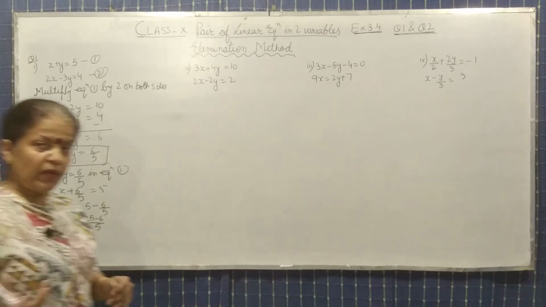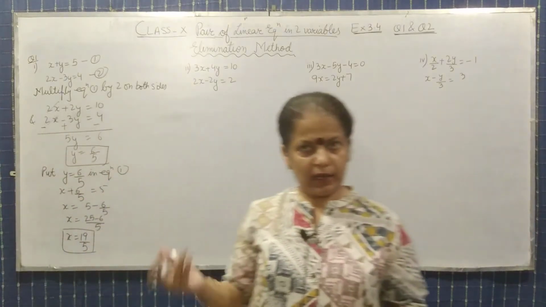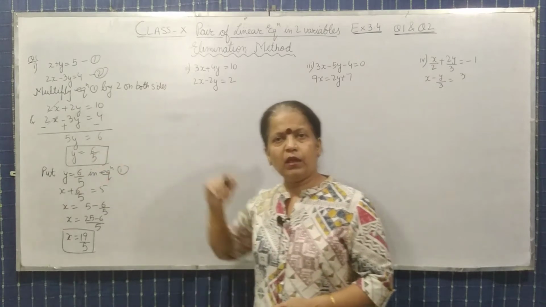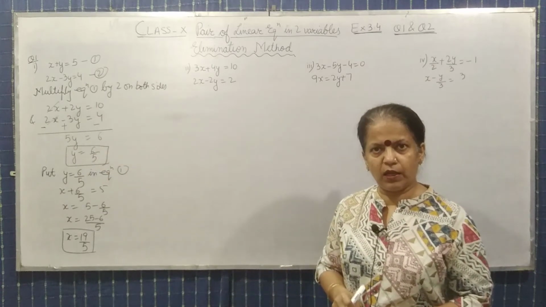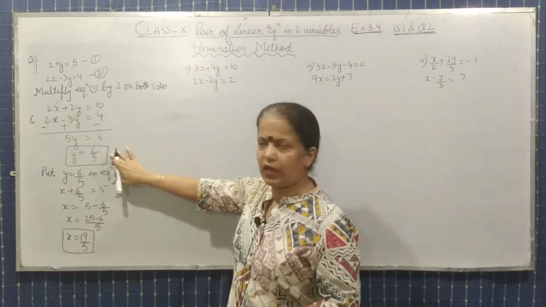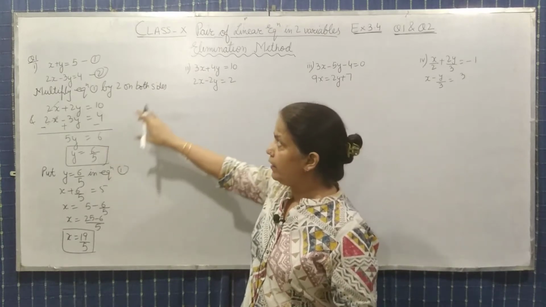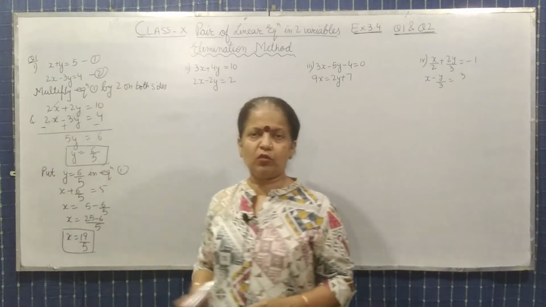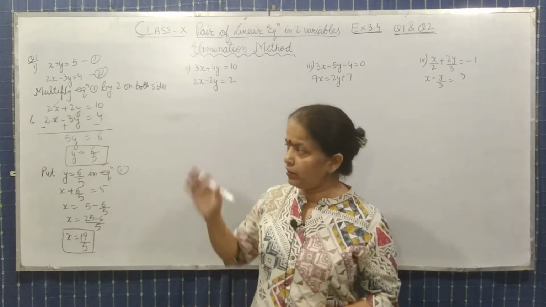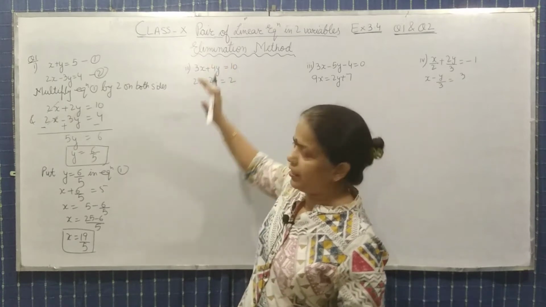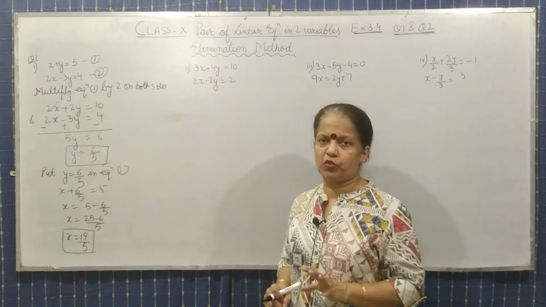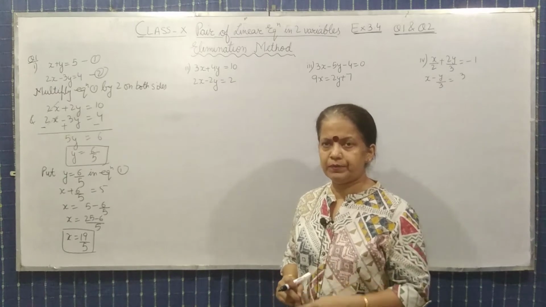So हमने यहाँ पे क्या किया, पहले eliminate किया, पहले eliminate करके हमने एक variable को cancel कर दिया, and after that we have substituted the value of y in either of the equations to get the value of the next variable. So in this we have used elimination method and a part of substitution method also. Clear?